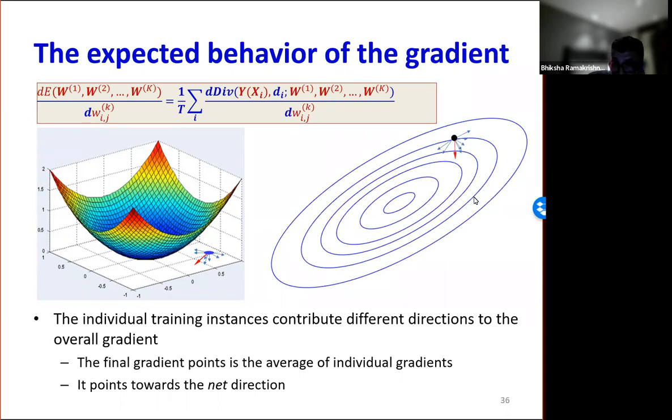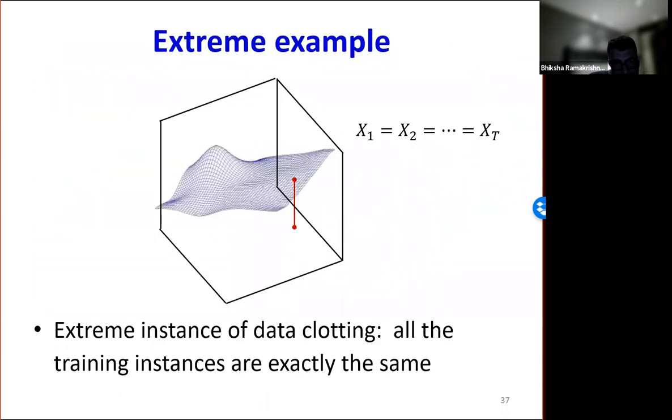So the gradient is going to be different for each training instance. If you had a whole bunch of training instances, their gradients might be all of these little green lines. And the actual gradient you're going to use is the average of all of these, which would be this red line. The final gradient points in the net direction of the average of the individual gradients.